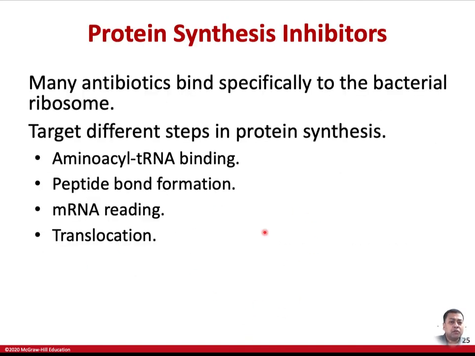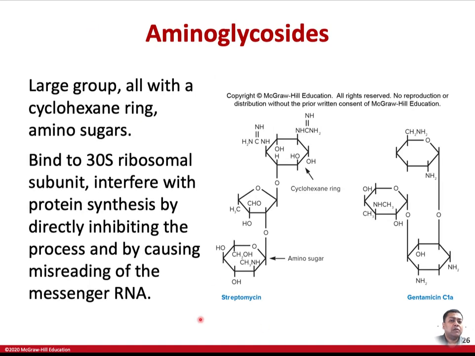The next group of antibiotics are the protein synthesis inhibitors, and many antibiotics bind specifically to the bacterial ribosomes and target different steps of protein synthesis, which could be amino acid tRNA binding, peptide bond formation, mRNA reading, or translocation. These are the different steps these antibiotics target. So the first one is the aminoglycosides.